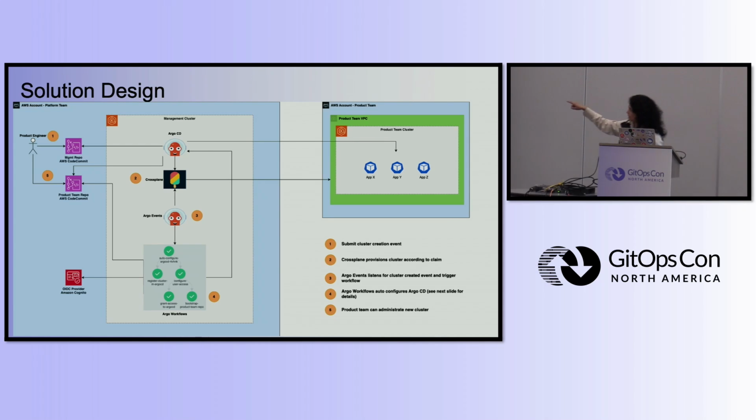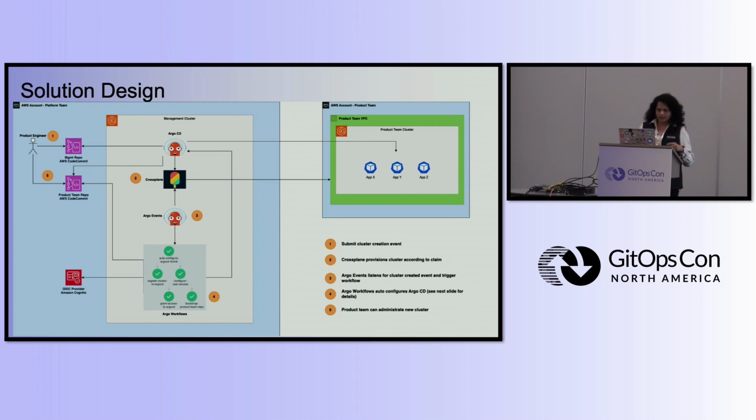Now, if you see over there, we have Argo Events, and it's listening to the Crossplane claim event. And when Crossplane completes the creation of the EKS cluster, this event triggers the Argo workflow. And if you see down there, this is the Argo workflow, which basically configures the newly created cluster and registers it to the Argo CD instance, which is a centralized Argo CD instance. Everyone is going to use that one.